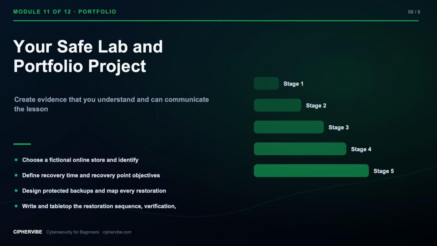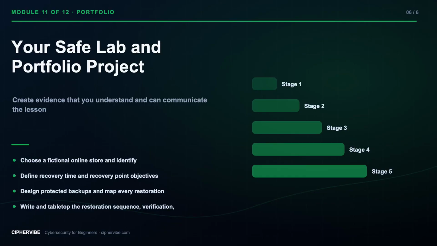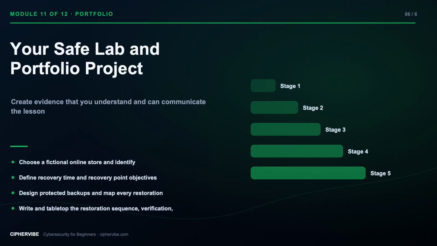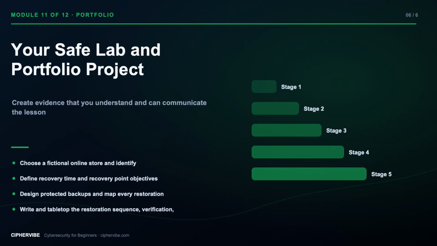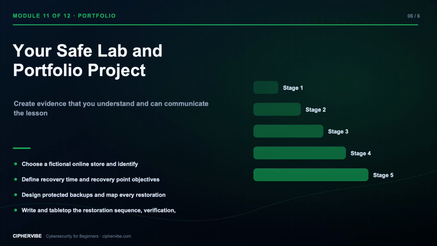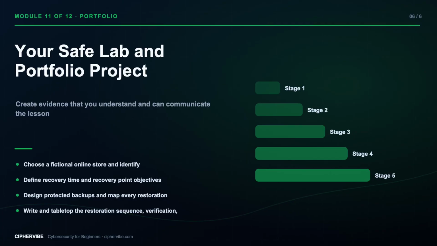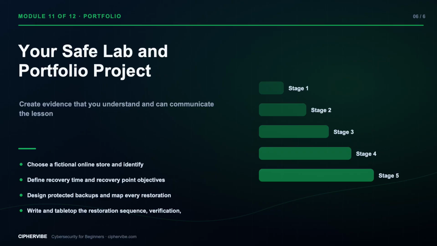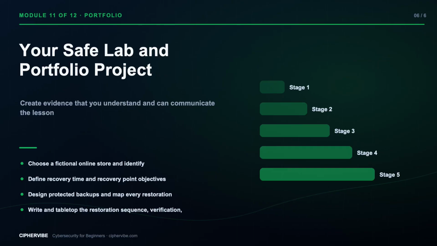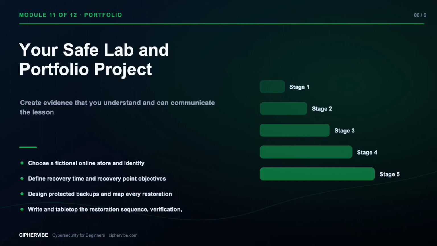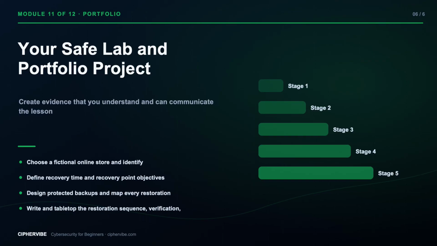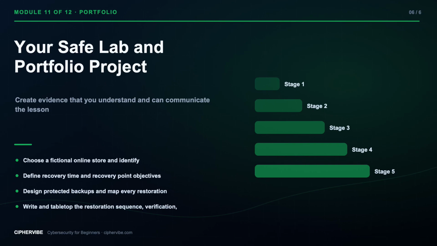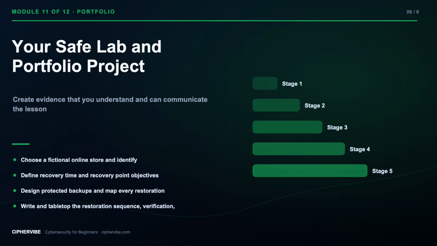Finish the lesson by creating a portfolio artifact rather than merely watching another explanation. First, choose a fictional online store and identify its critical customer and operational services. Second, define recovery time and recovery point objectives with business reasoning. Third, design protected backups and map every restoration dependency. Fourth, write and tabletop the restoration sequence, verification, and communications. Fifth, deliver a recovery runbook with named owners and test evidence.